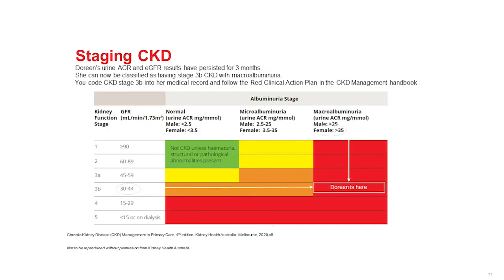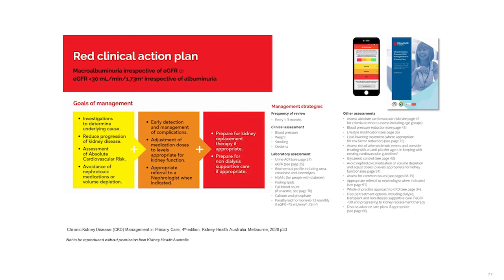So she clearly, because GFR is currently 35, the CKD staging would be 3B, and she's got macroalbuminuria, where the urine ACR is more than 35 in females. When you have macroalbuminuria, irrespective of the eGFR, or if you have an eGFR less than 30, irrespective of the albuminuria, then the goals of management are slightly different and more intense.